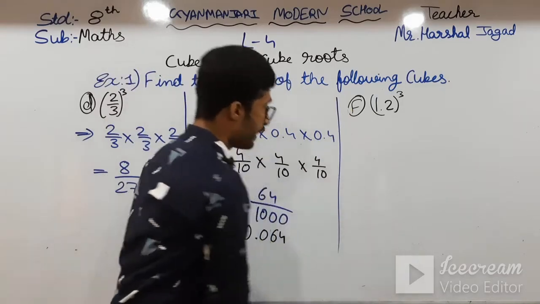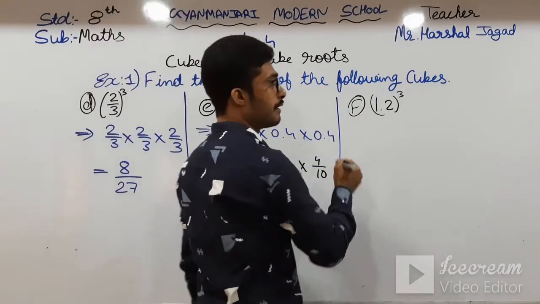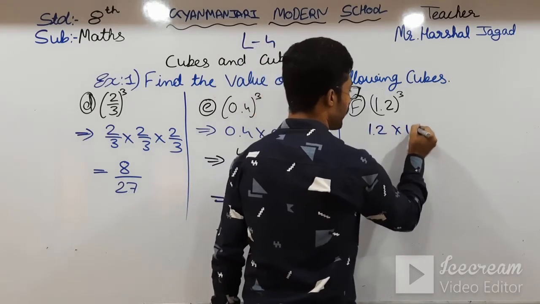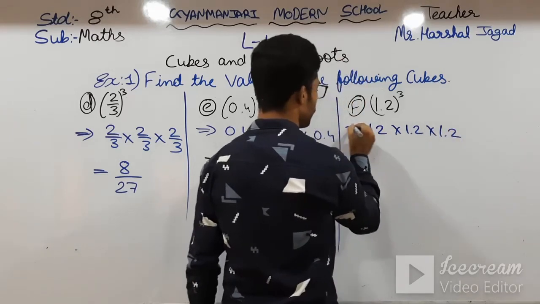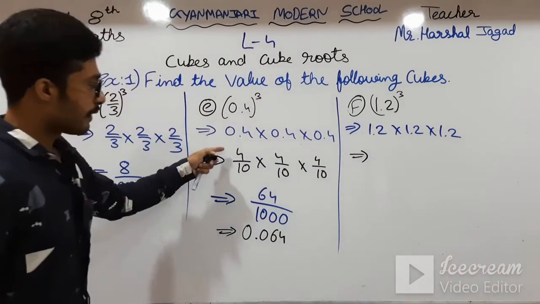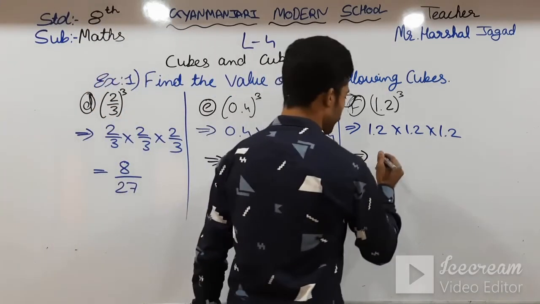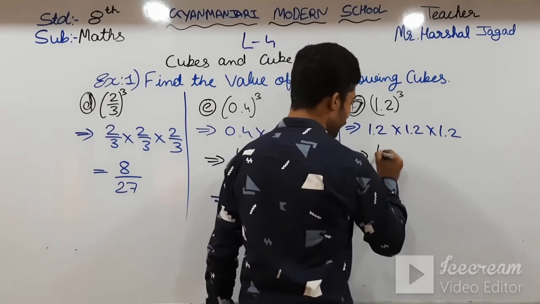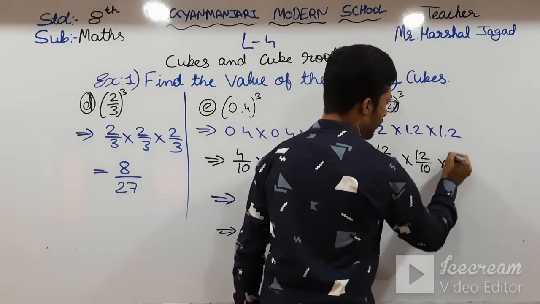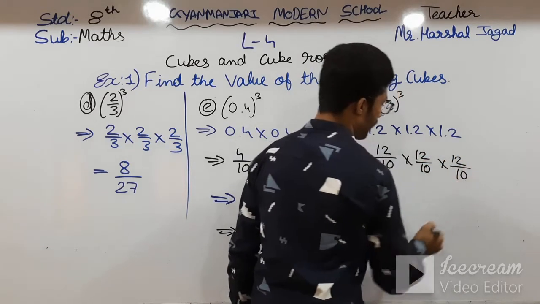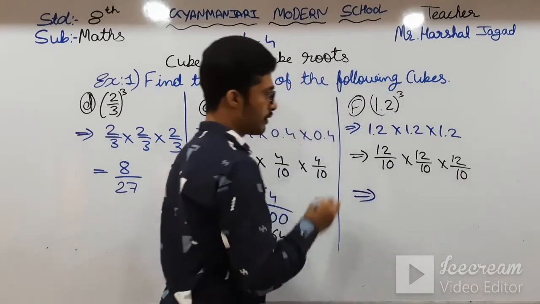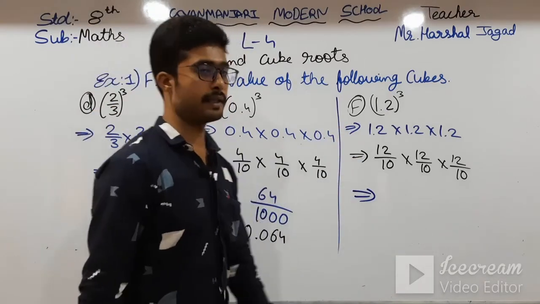And next, in this also we can put it in fraction form, means 1.2 into 1.2 into 1.2. Okay students, what will we do first? We will keep it in fraction form: 12 by 10, 12 by 10, 12 by 10. So what will be the answer? First of all, do this one by yourself.